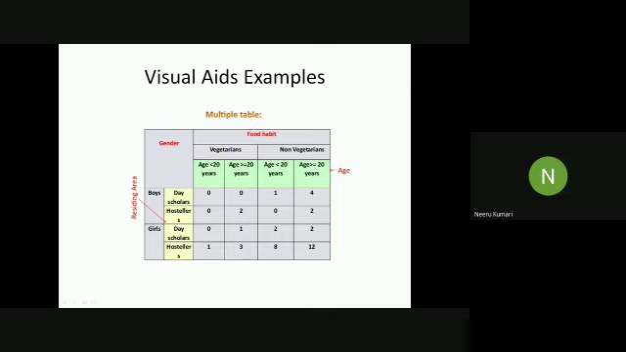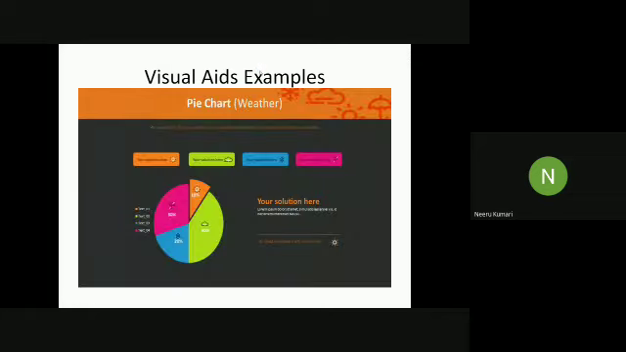Now onwards, you all should know that if there is a variety of complex data that you have to present, you should choose a multiple table. I hope everybody is clear with this concept. All right. So moving ahead to the next one, visual aids may also include a pie chart. When do we use a pie chart? Whenever we are sharing percentages.